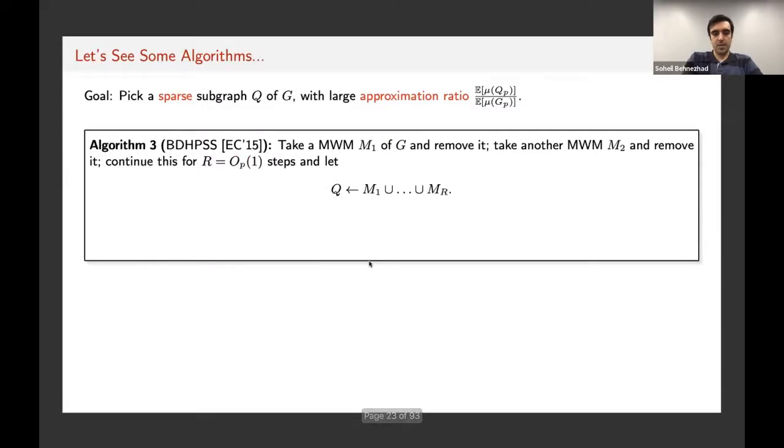But here's a more interesting algorithm. It was first introduced by Blum et al. in 2015. Here we first pick a maximum weight matching of G, remove its edges, pick another maximum weight matching of G, remove its edges, and finally let Q be the union of all these matchings.